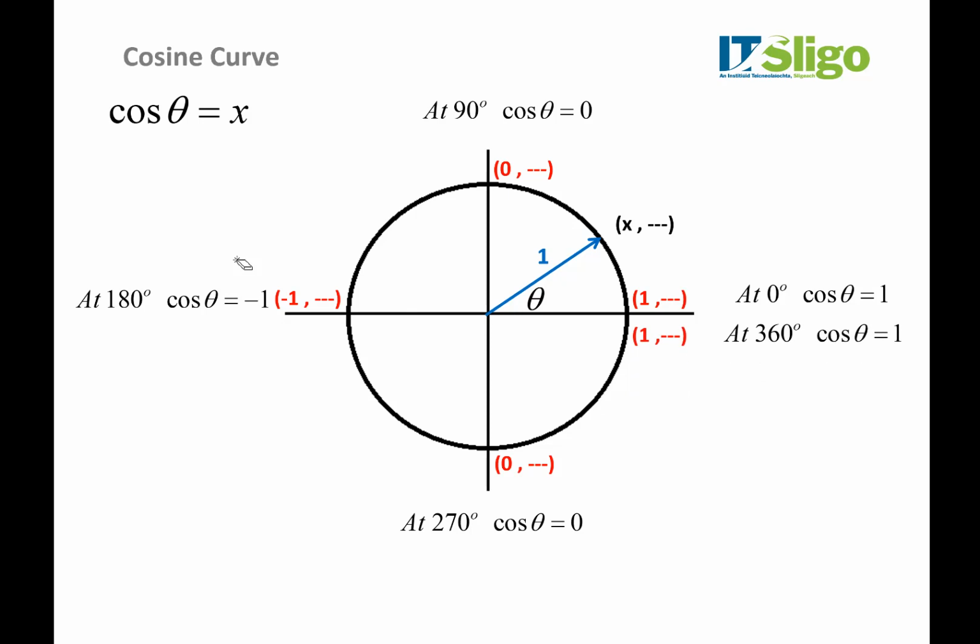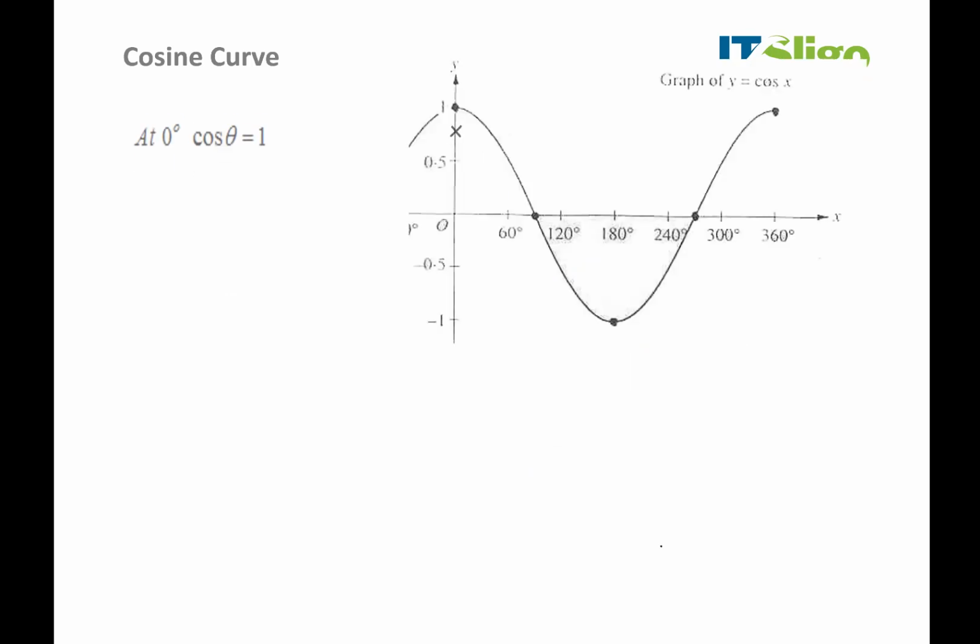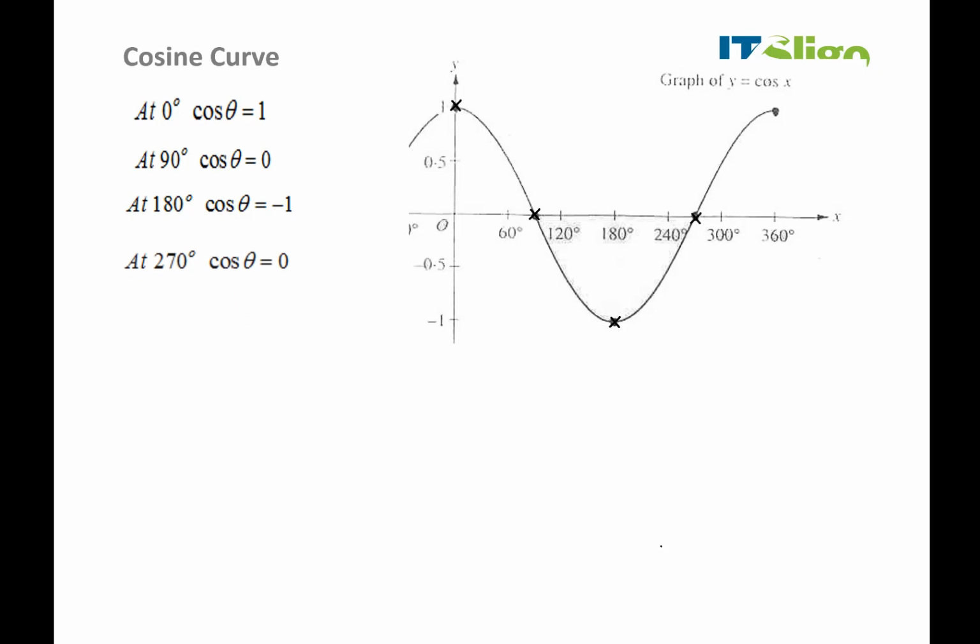And similar to earlier, we can map this out when we plot degrees or radians on this axis. This is our degrees, and this is my amplitude here. So we take a look. At 0 degrees, cos of theta is equal to 1. At 90, cos of theta is 0. At 180, cos of theta is -1. At 270, we're back at 0.